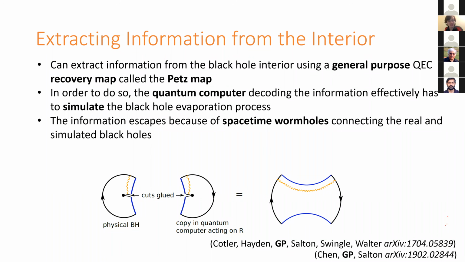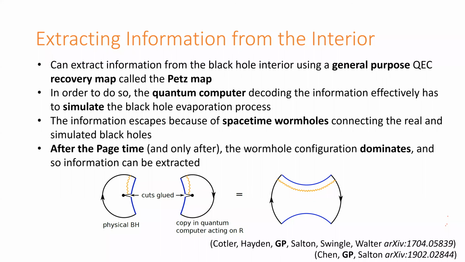So when you include these things, what happens is that if you're after the Page time, and only if you're after, then the dominant configuration is a wormhole that connects together the real black hole to the simulation in the quantum computer. What that wormhole does is pull out the information in the interior that you're trying to reconstruct, and then do something to it in the simulated black hole. It either measures it, or it manipulates it if you're trying to reconstruct some unitary operator. It does the thing you're trying to do to it.